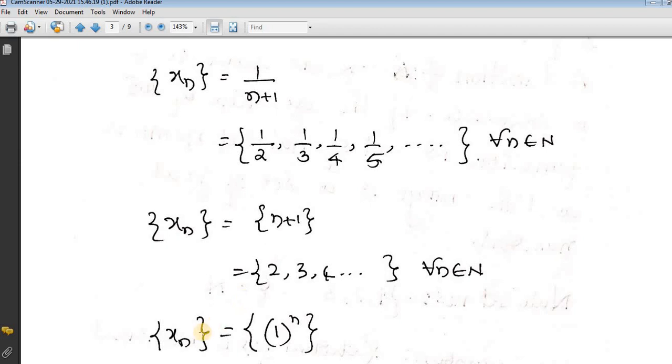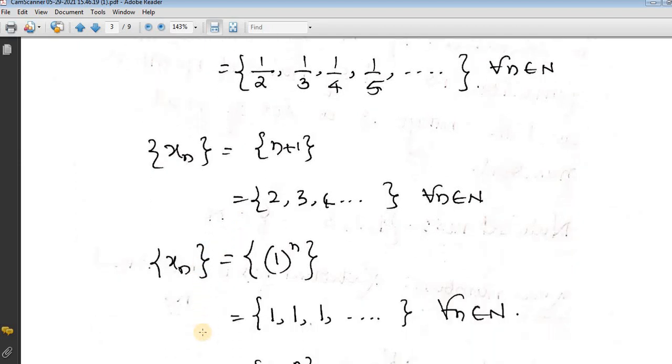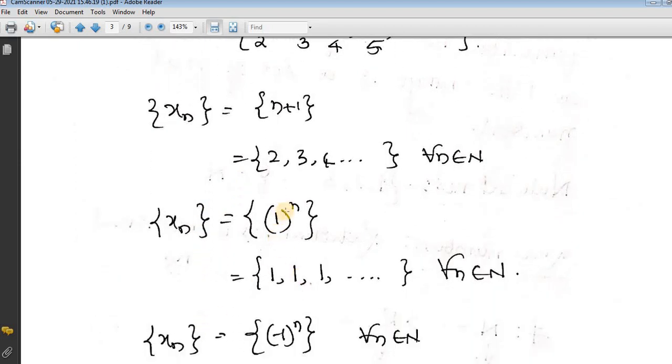So this is also a sequence. 1 to the power n is a sequence. Suppose I substitute n equal to 1, I get 1, n equal to 2, I get 1, n equal to 3, I get 1. So I am getting the same numbers, the same sequence elements, in this set. Therefore this is called a constant sequence.